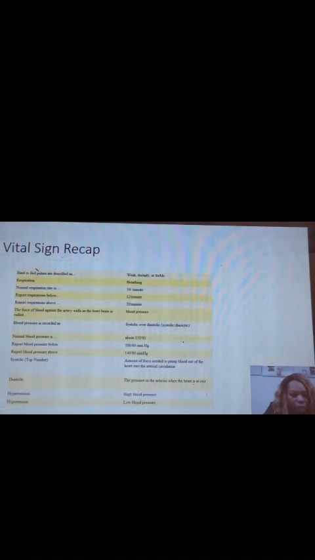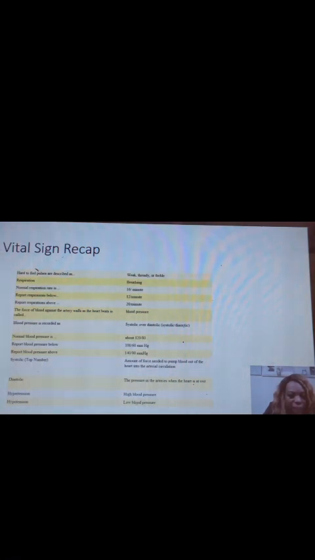You want to report blood pressures that are low. For example, 100 over 60, you will report to the nurse. You want to report blood pressures that are high, beginning with 140 over 90.